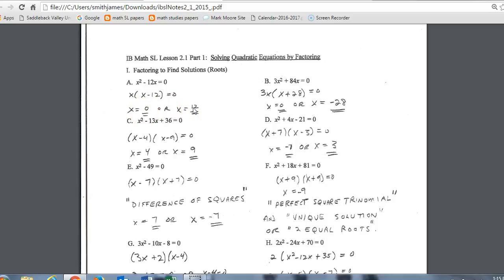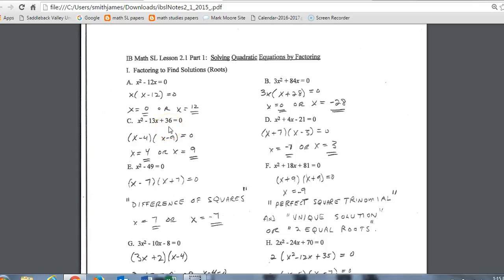So almost every case is going to give you two solutions. We'll see one here in a minute where it's not two solutions, but in almost every case you can expect two answers. So here's just another case where I could factor out a common factor of 3x. I would set each factor equal to 0 and get my two solutions of 0 and negative 28.